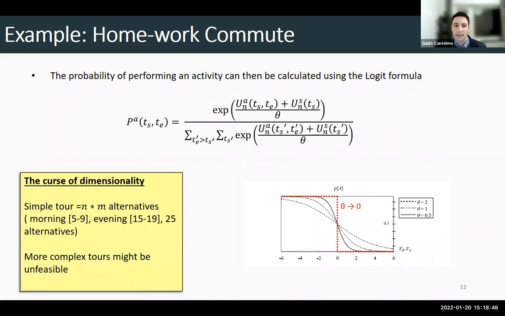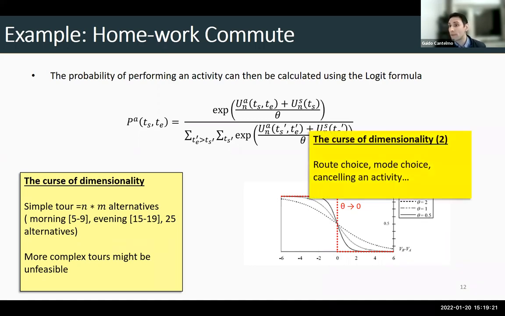Even for this simple example, however, we have a lot of problems because the number of decision variables will increase too fast. If we only consider 5 time intervals in the morning and 5 time intervals in the evening, you will have 25 possible alternatives. And the number increases very fast when you provide more alternatives to the users. More alternatives means you will have to run your model more and more times, and eventually it will become impossible. Additionally, this is the home-work commute. If you start including additional activities, then the number of decision variables increases even more.